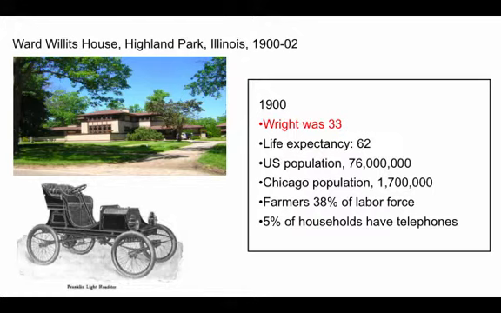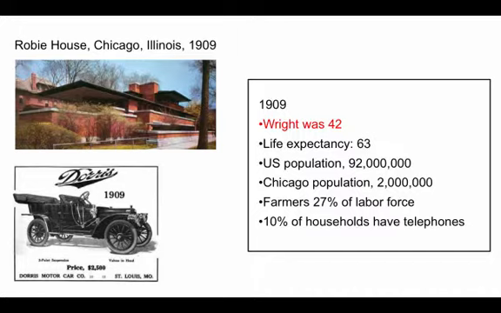This is the first prairie-style house. Frank Lloyd Wright's launching his signature style in 1902. This is what an automobile looks like. Life expectancy, population's moving up, Chicago's moving up. 5% of households have telephones. 1909, this is what a car is looking like. Population's approaching 100 million. 10% of the households have phones, only 27% of the labor force is farmers.